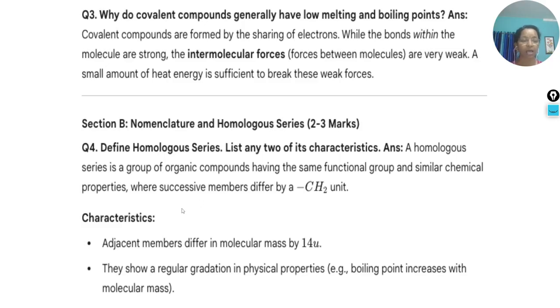And the characteristics are: adjacent members differ in molecular mass by 14 u, and they show a regular gradation in physical properties such as boiling point, melting point, molecular mass, etc. They are increasing regularly. So these are the two characteristics of homologous series. One more you can say: they can be represented using a simple general formula. That also you can add if you want.